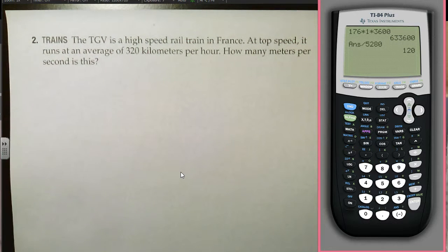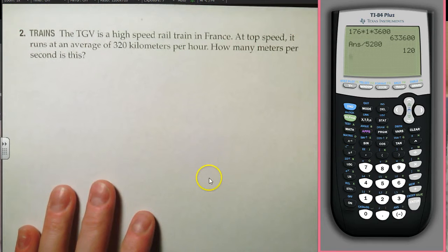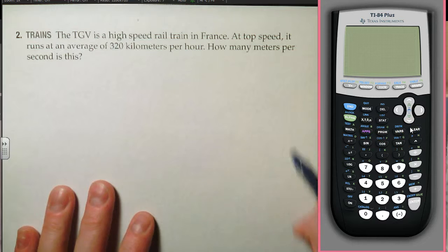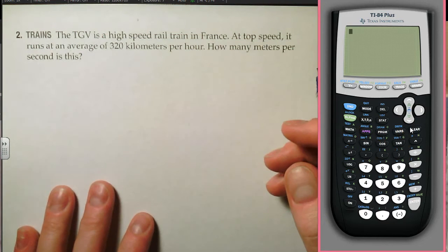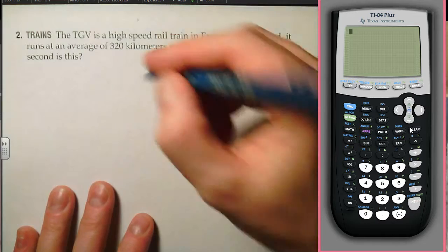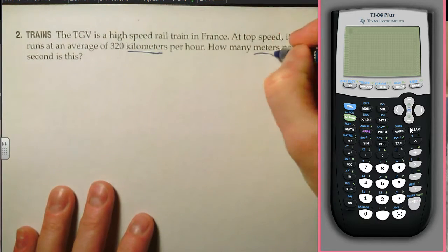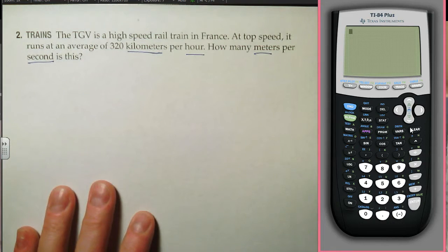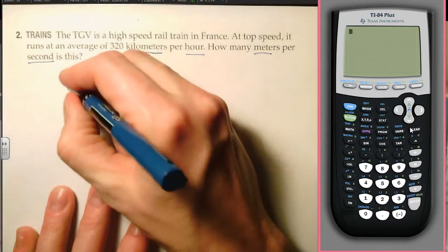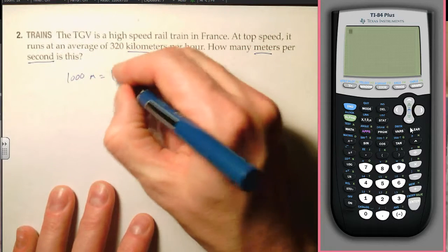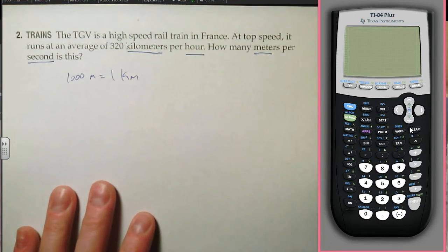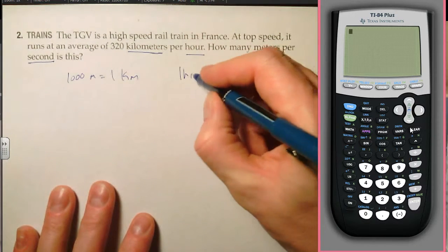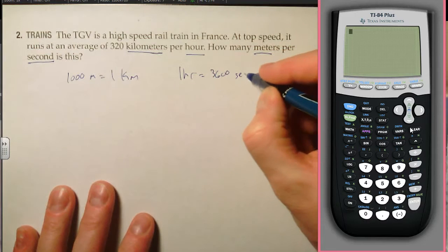So trains. Okay. So the TGV is a high-speed rail train in France. At its top speed, it runs at an average of 320 kilometers per hour. How many meters per second is this? Okay. So we're going from kilometers to meters, and then hours to seconds. That's our conversion. So we have to know how many meters are in a kilometer. Well, 1,000 meters is in 1 kilometer. And then how many seconds are in an hour? Well, we did in the last problem. 1 hour is 3,600 seconds.